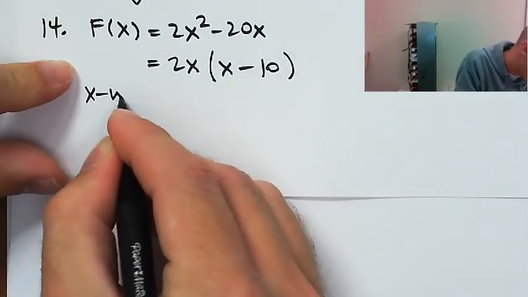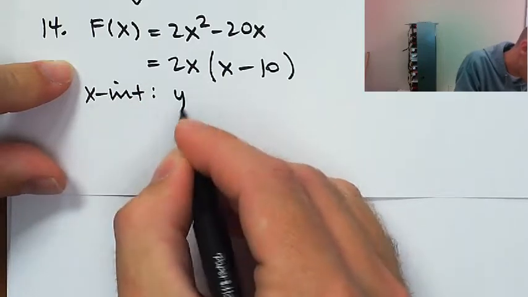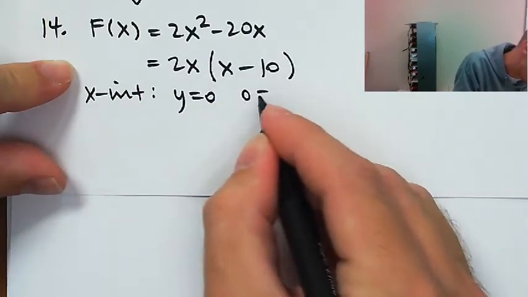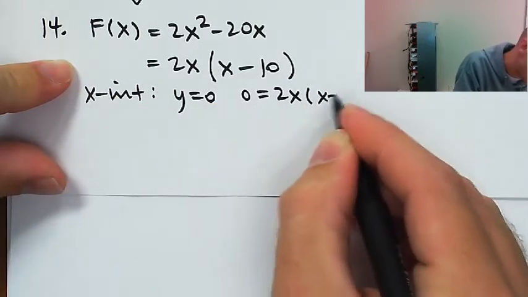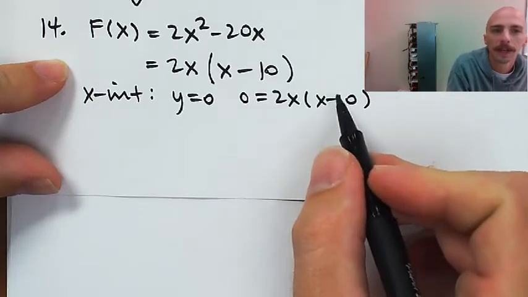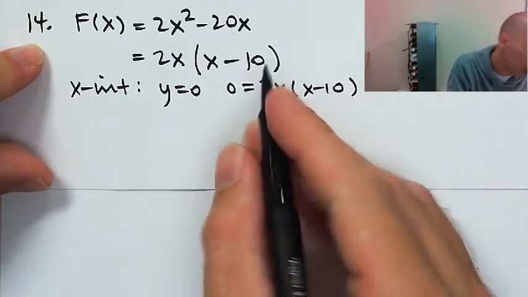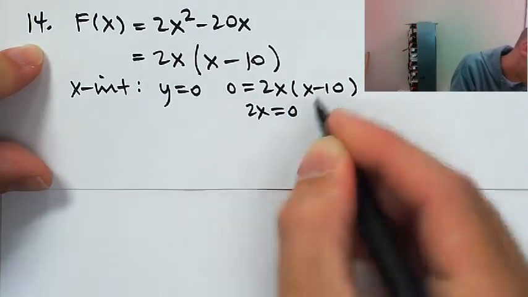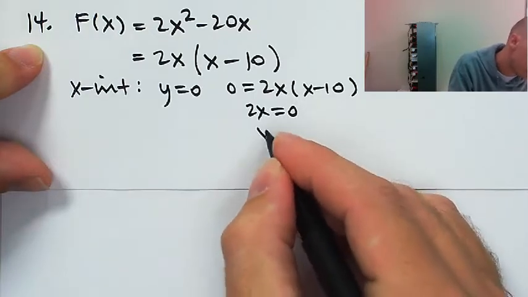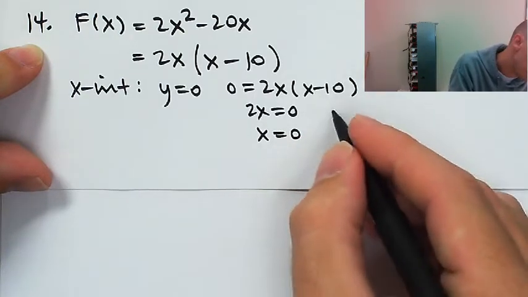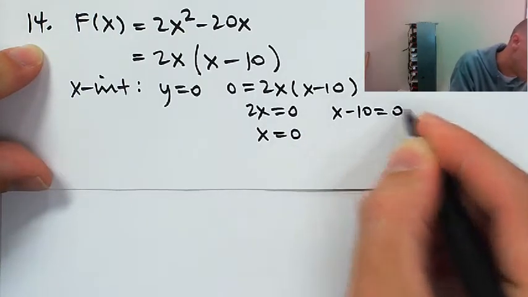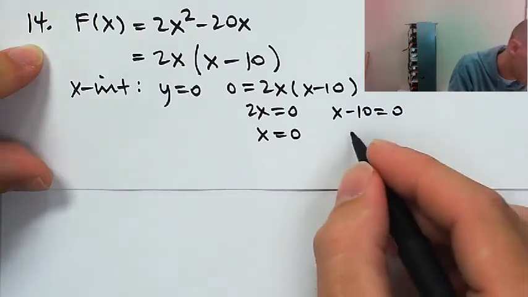Okay, for an x-intercept, we need y equaling 0. So that would be where 0 equals 2x multiplied by x minus 10. And then if these two things multiply together to equal 0, either 2x equals 0, and I could divide both sides of this equation by 2 to get x equals 0. Or maybe x minus 10 is equal to 0, and I could add 10 to both sides of this equation.